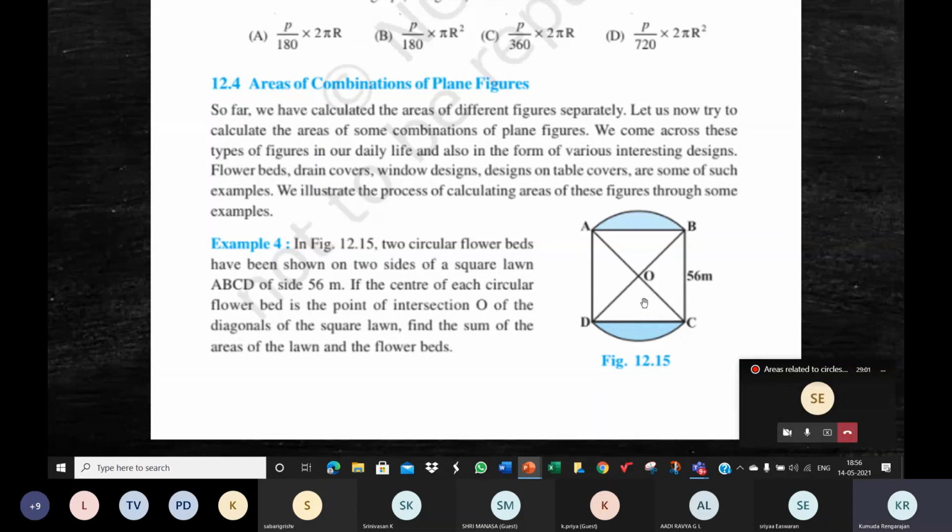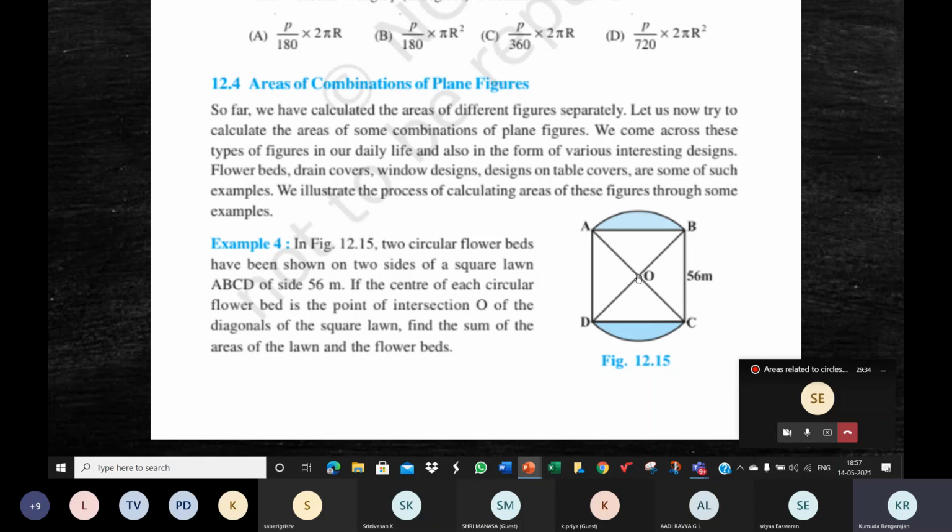So that means the diagonals AC and BD, we can see they meet at O. O has two relations, one with respect to the square, the other with respect to the circle. For the square, O is the point of intersection of the two diagonals. And for the circle, O is the center of the circle.